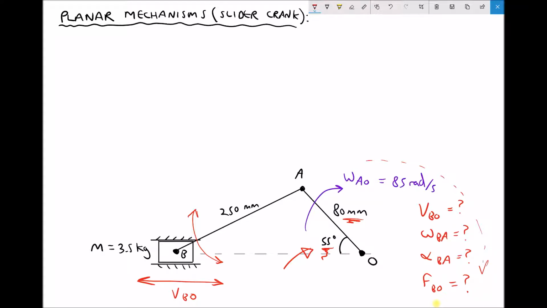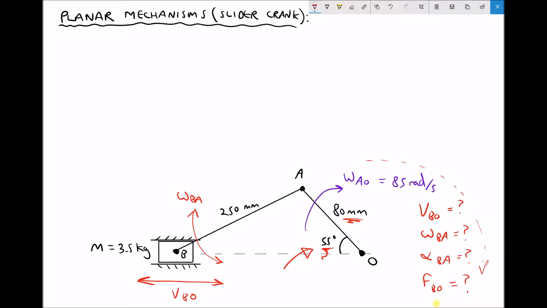We're then going to determine the angular acceleration of point B relative to point A. Because its angular velocity is changing, the angular acceleration is also changing. Then finally, we're going to determine the force required to move our slider relative to our origin. So the force of B relative to O.